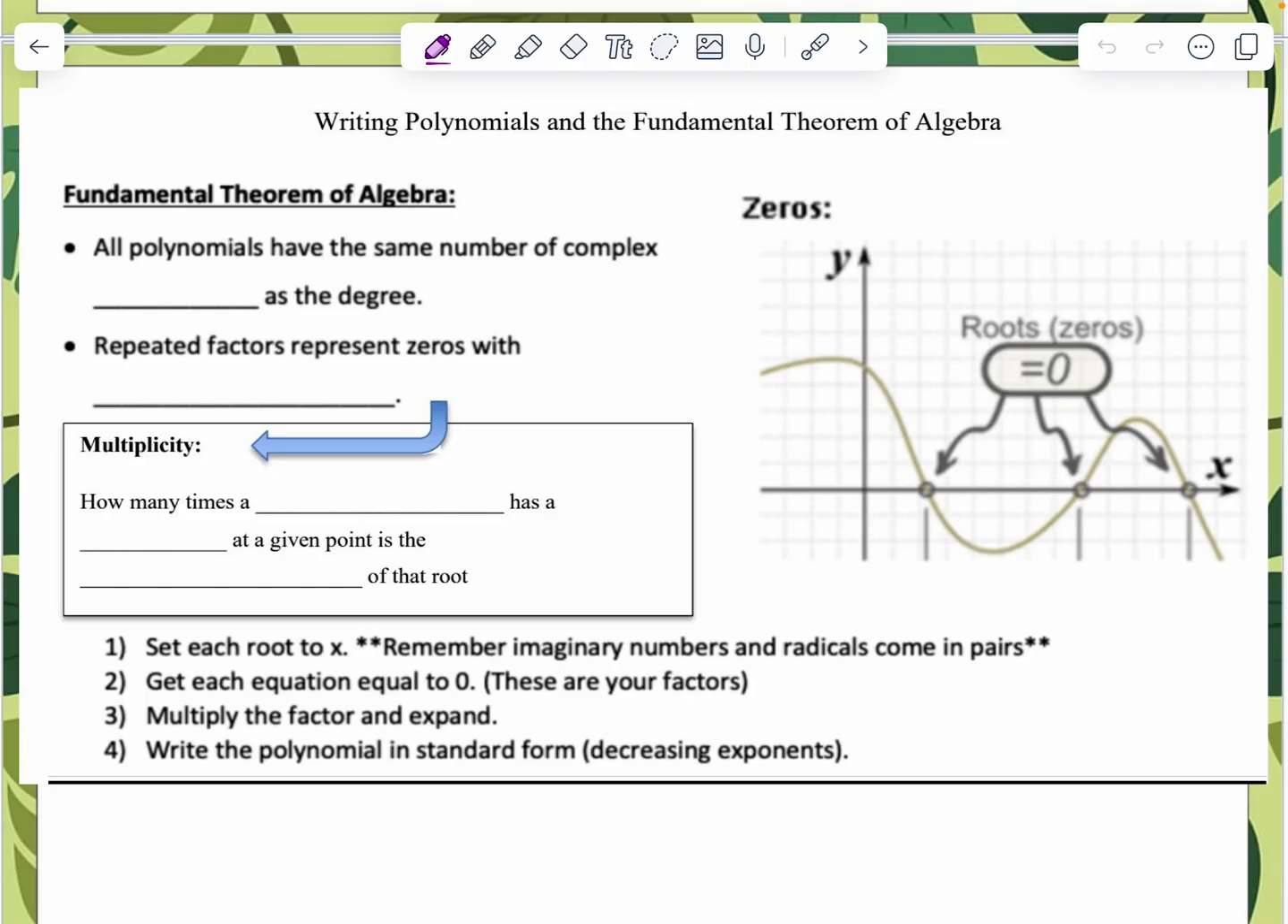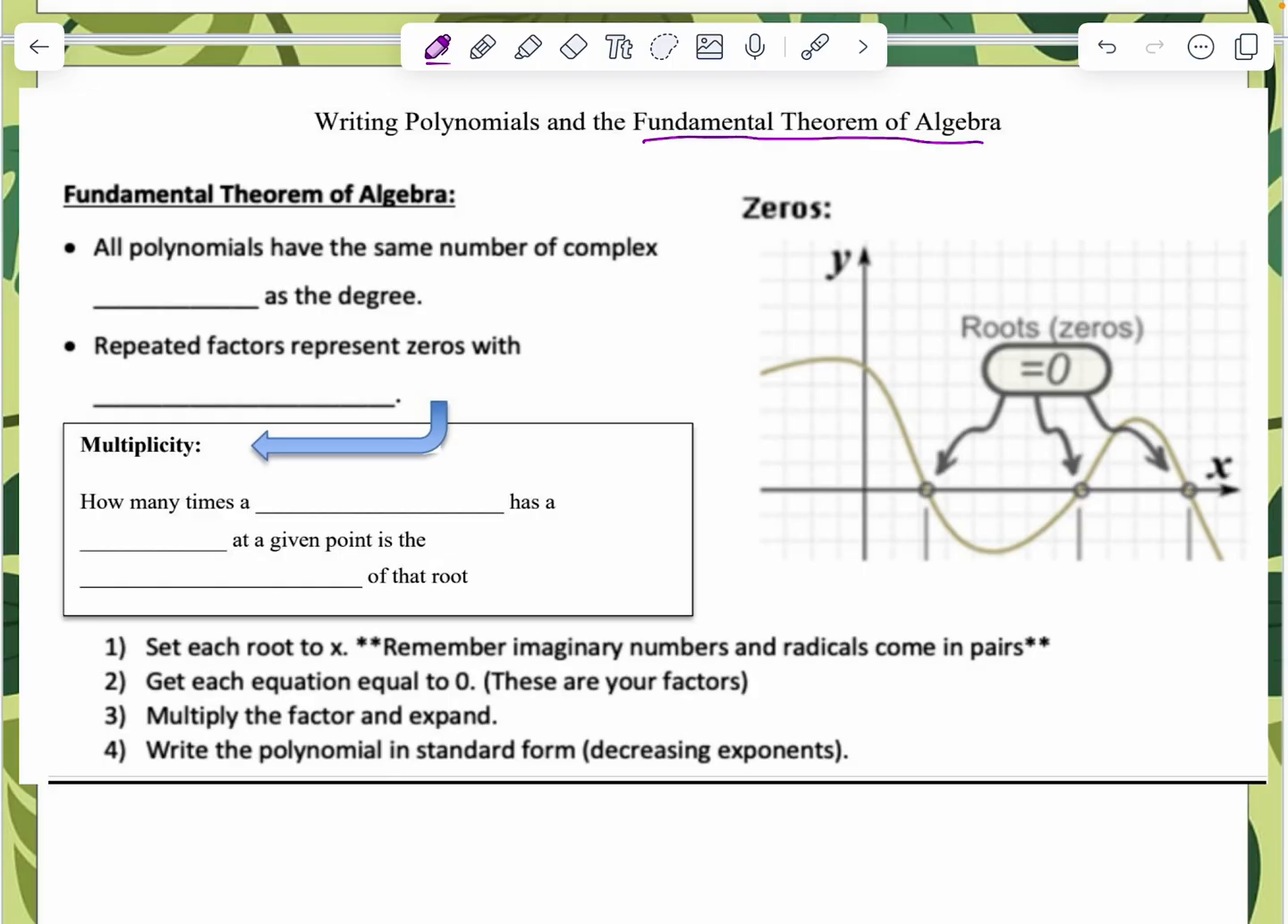So what we're going to be talking about today is writing polynomials using the fundamental theorem of algebra. The fundamental theorem of algebra is pretty important. It helps us understand this relationship between our roots, the answers to a polynomial, and the polynomial itself.